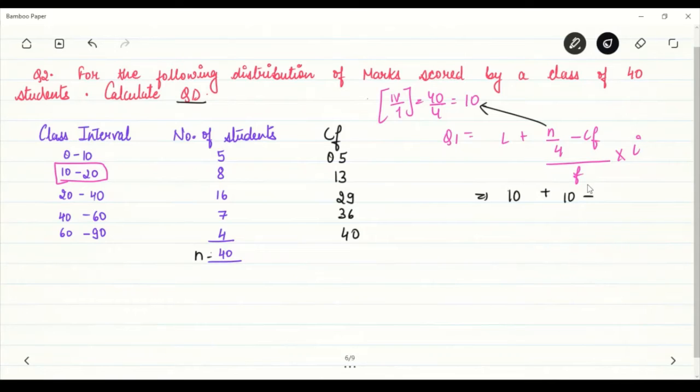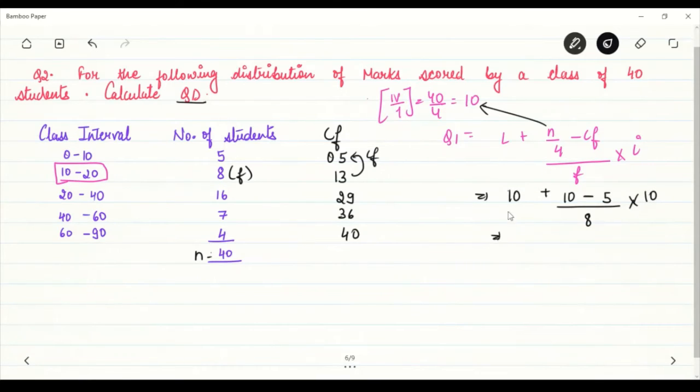Now what is the CF? The value of CF for the class preceding the quartile class. So what is the value of CF which is preceding the quartile class? We are having 5. And what is the value of F? F is the frequency of the quartile class. So what is the frequency of the quartile class? You can see 8 as the frequency of our quartile class. And what is the difference of the intervals? That is 10. You can see the interval difference is 10.